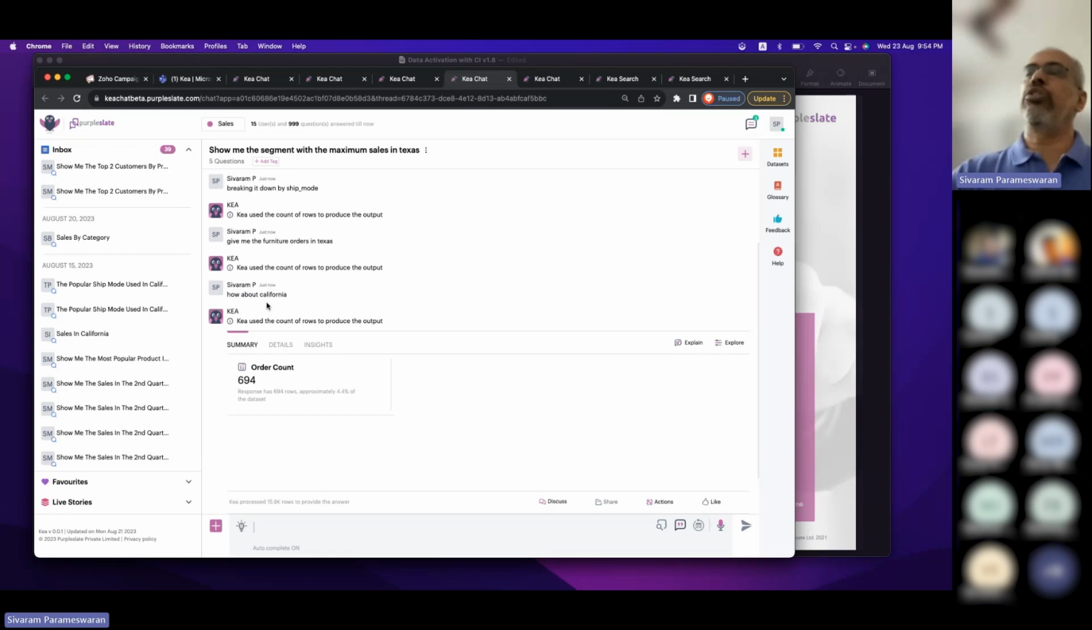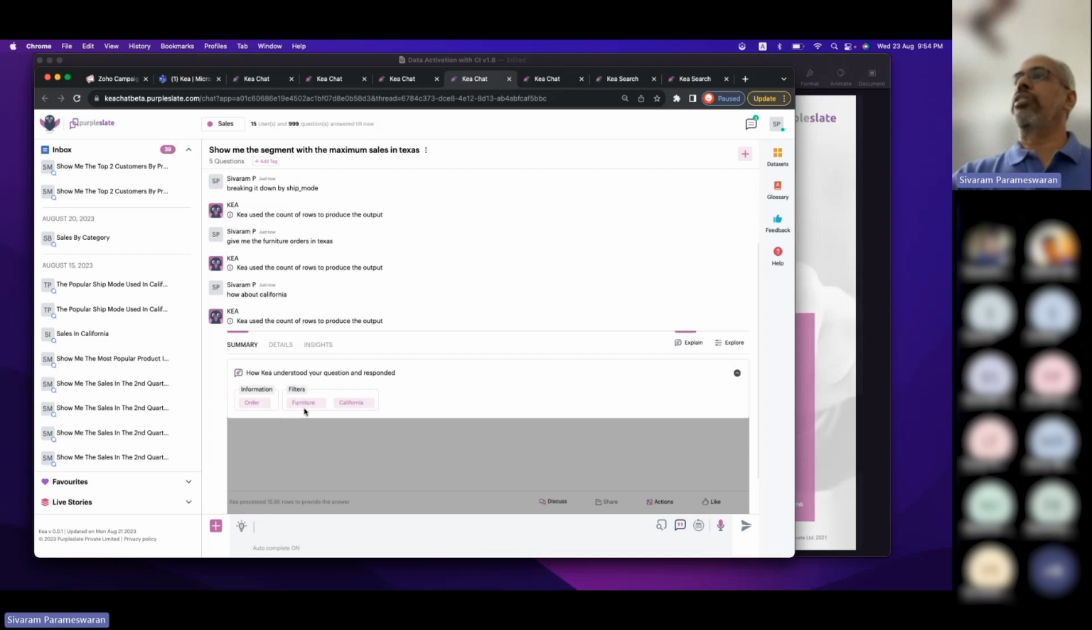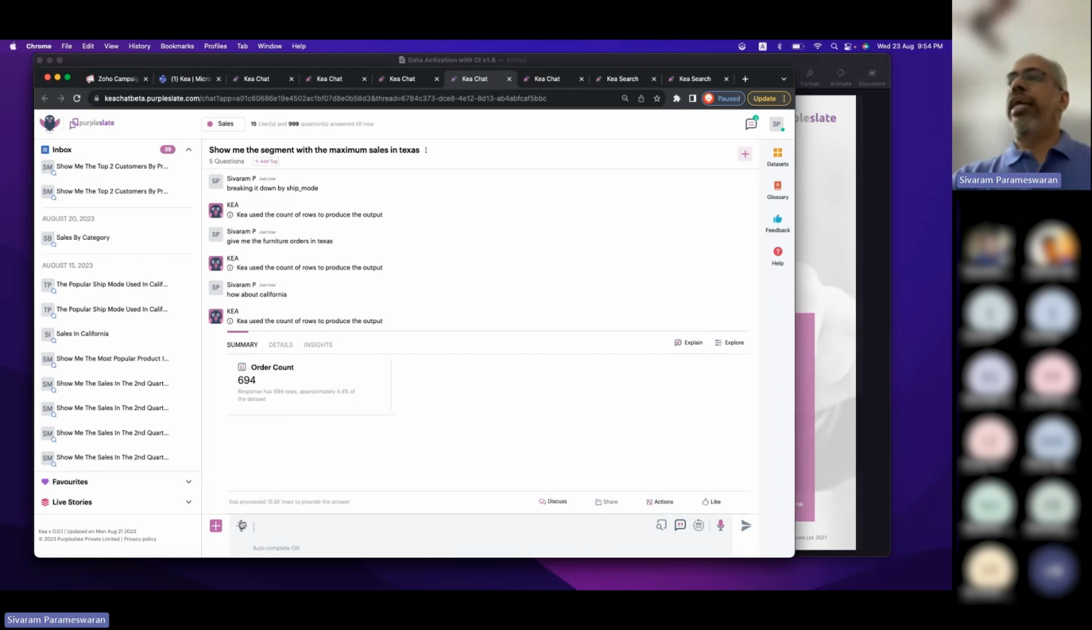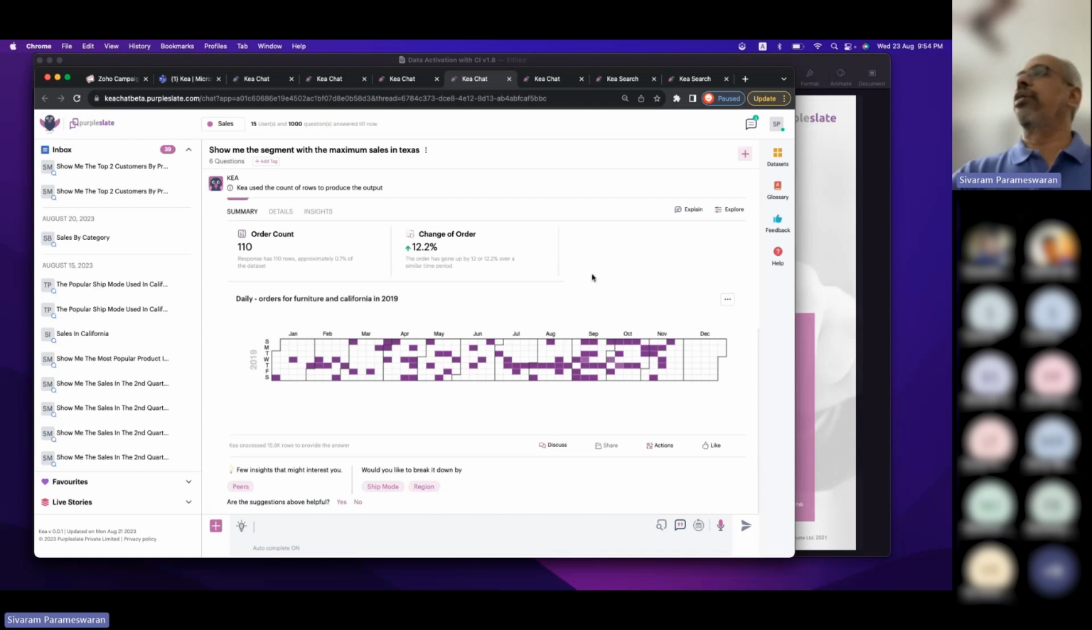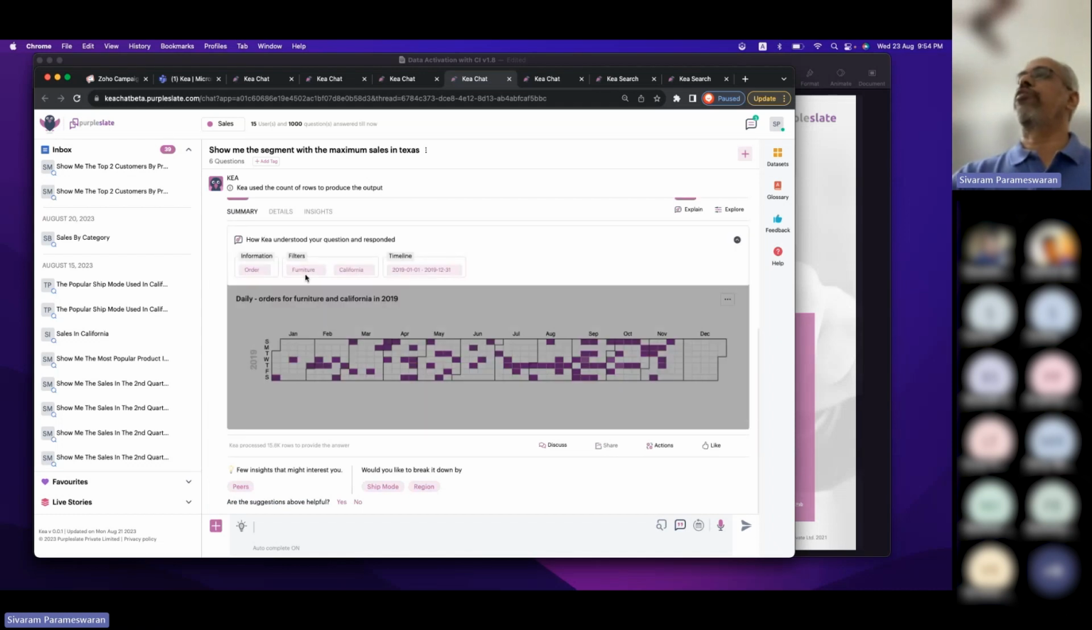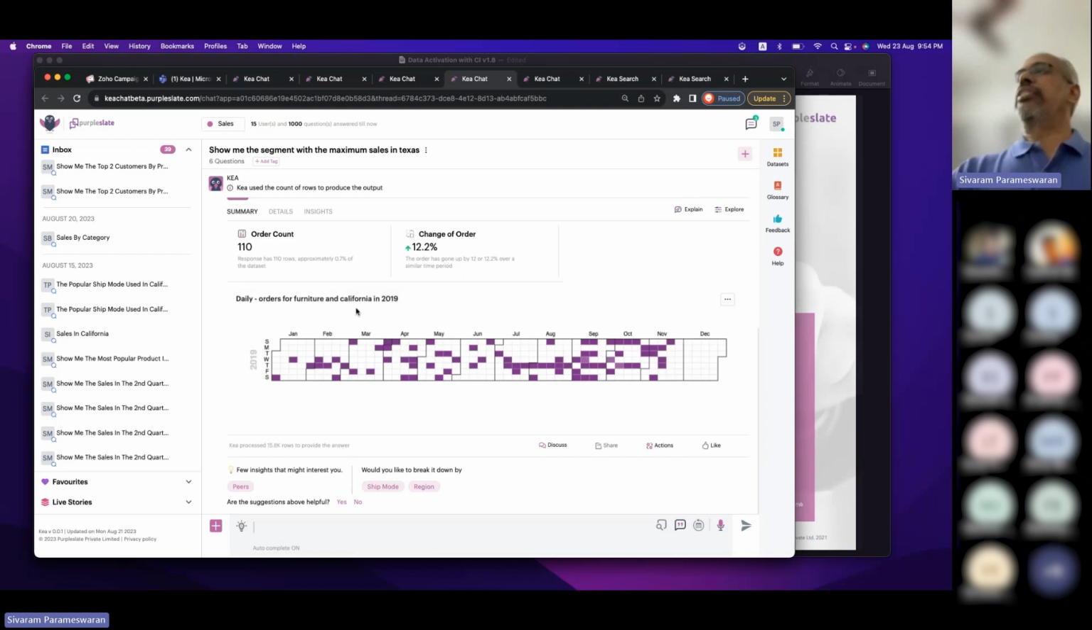Now I ask using a pronoun, how about California? It has the intelligence to know, hey, you know what? It replaced Texas with California and still gave me the furniture orders for California. I can even continue like this. It's basically the furniture orders in California that it's going to give me. I just added a time dimension to it, and it gave me that order.